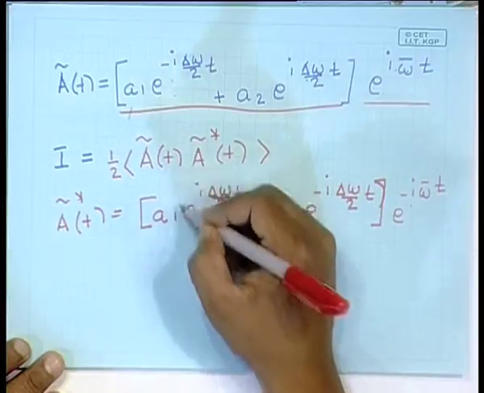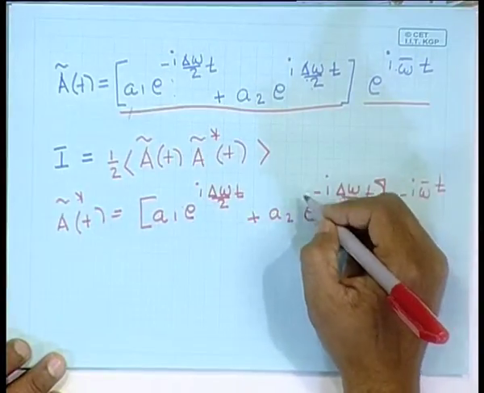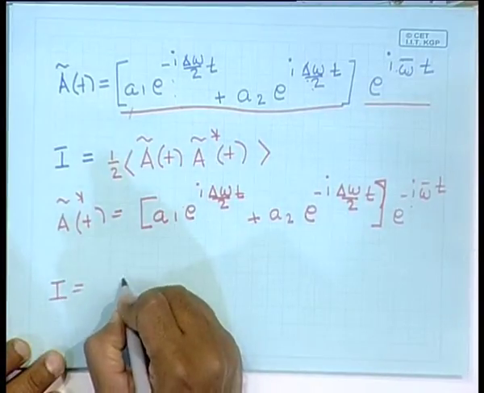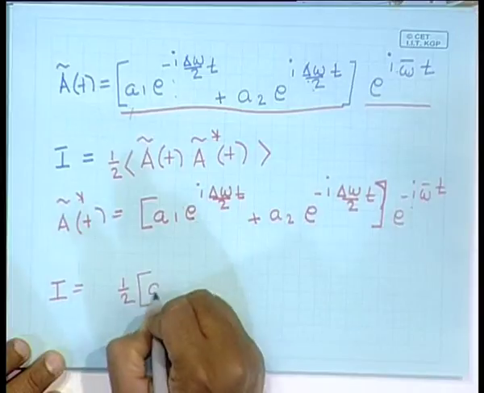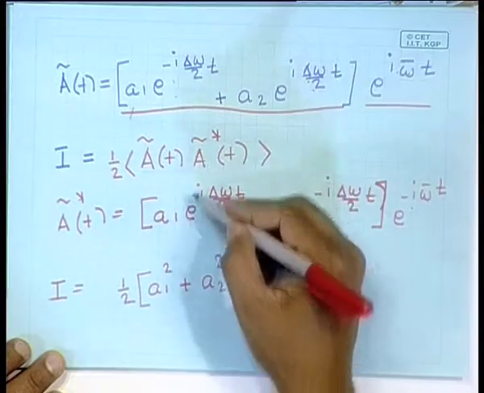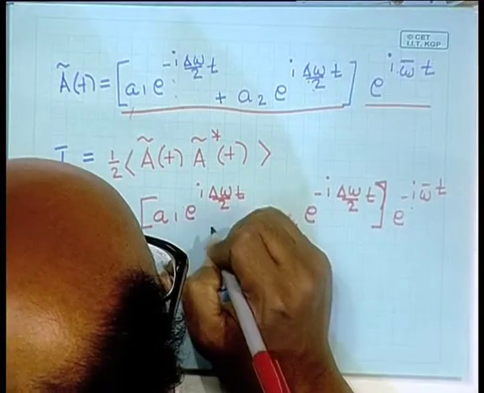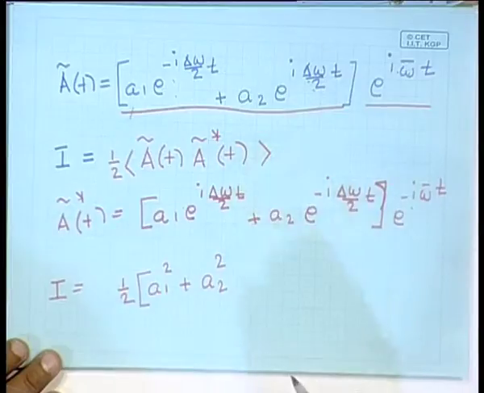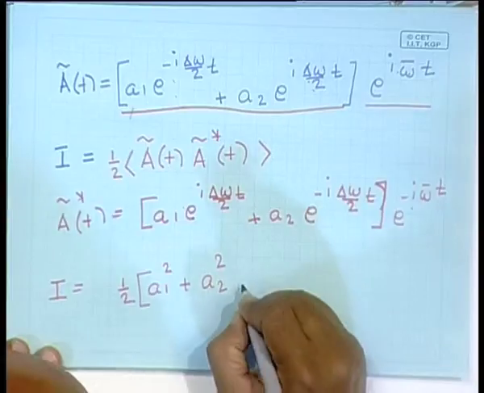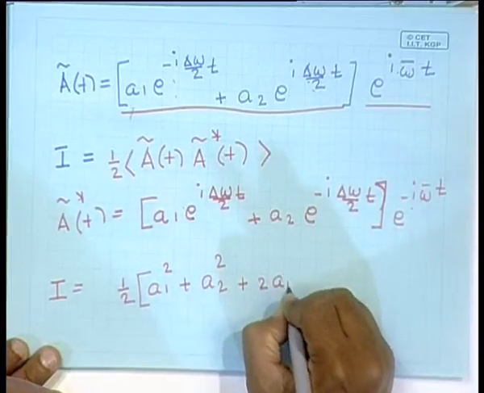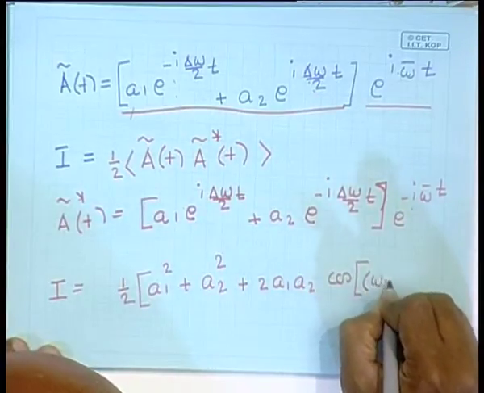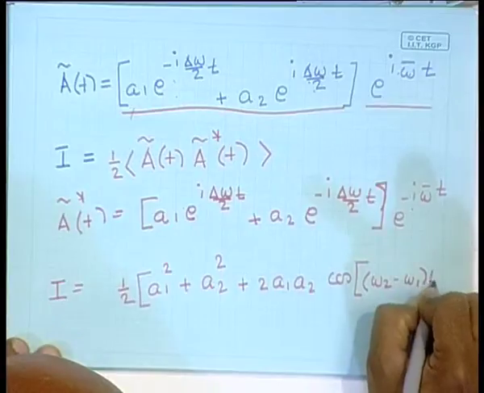So, this is going to be the intensity of the first wave plus the intensity of the second wave plus, so the intensity is going to be half a1 square plus a2 square, and then we are going to have the cross terms. The cross terms are going to give me a factor 2 a1 a2 cos (omega 2 minus omega 1) t.